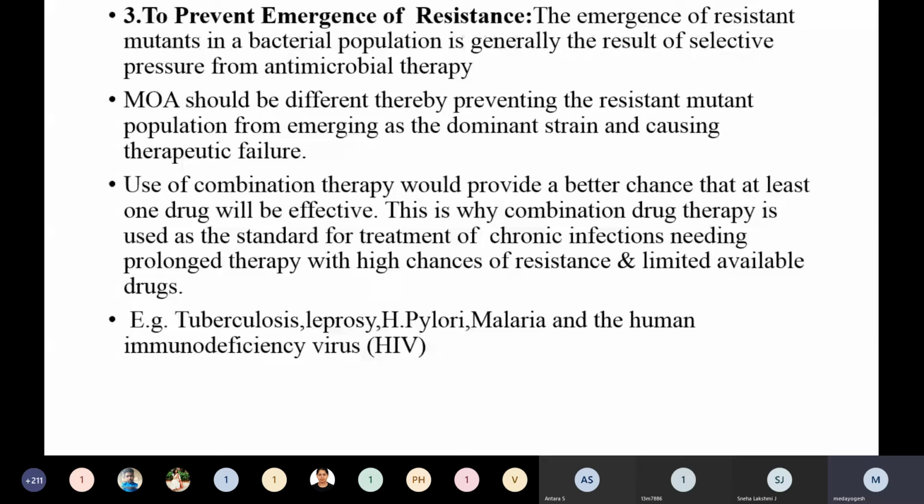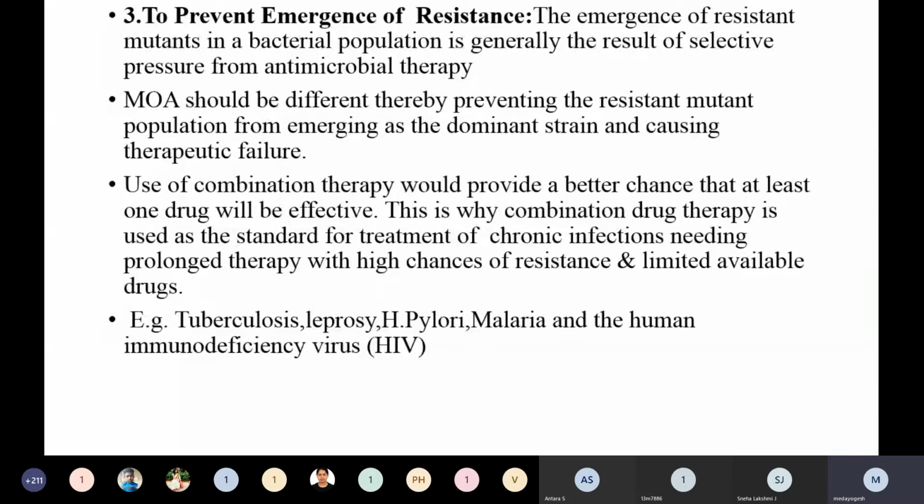So when we are combining two drugs, it should provide a better chance that at least one drug will be effective. And that is why combination drug therapy is used as the standard for treatment of chronic infections, wherein the duration of treatment is longer, and there are high chances of resistance. So which are such conditions where combination is a must?